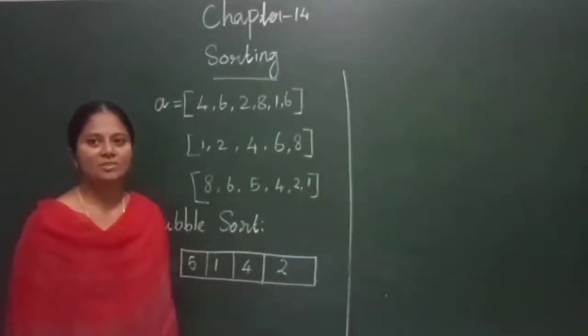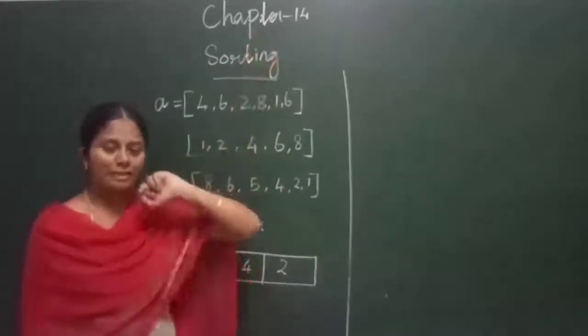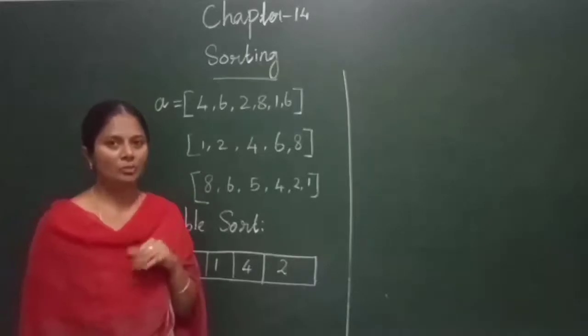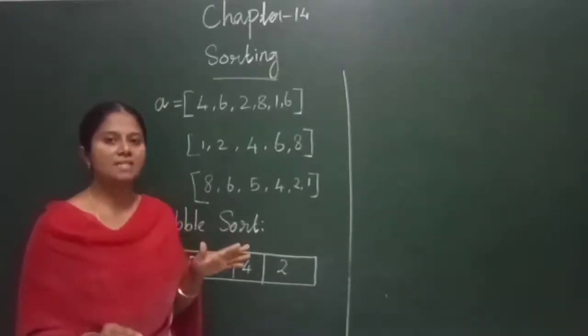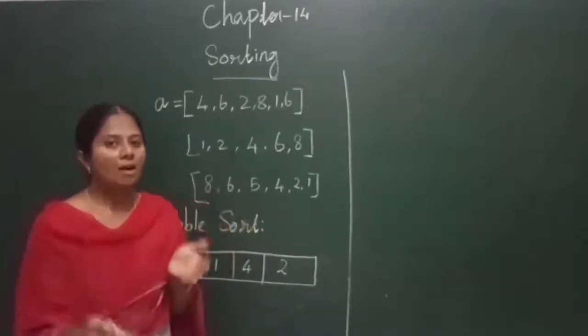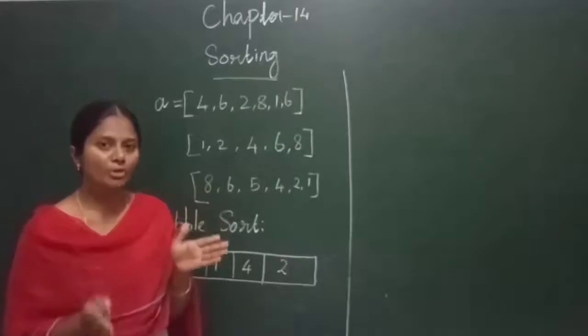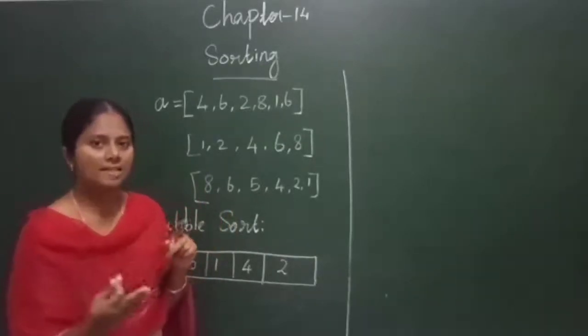The CS class. Today the topic is chapter number 14, understanding sorting. You know about sorting. What is meant by sorting? Listen, we are going to arrange the numbers in ascending or descending order. Sorting is a computer term. You are arranging the numbers in ascending or descending order.